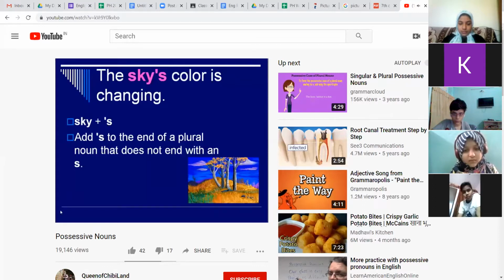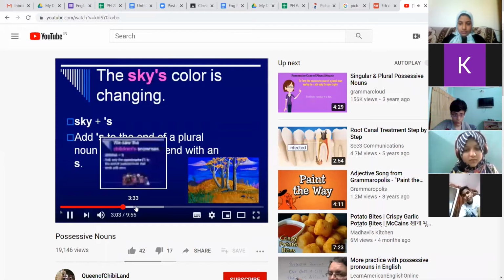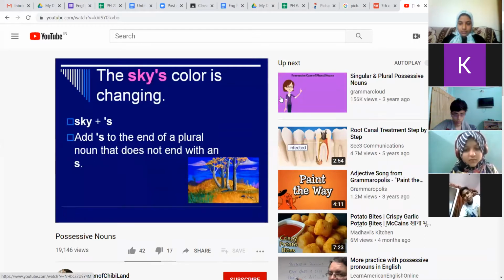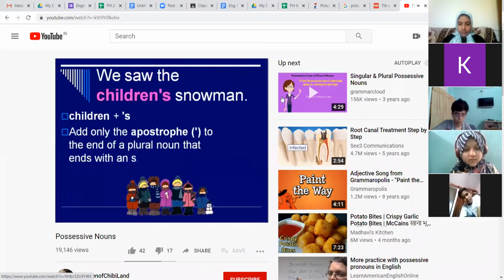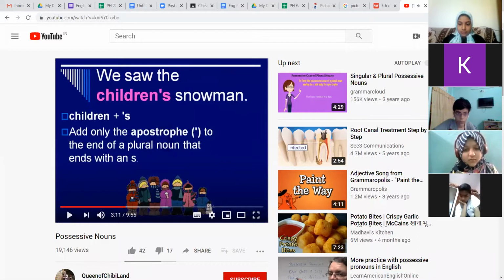Boys and girls, you may pause the video if you need a few more minutes to finish writing your example. When you are ready, push play to begin the lesson again. Our next example. Now, read the sentence. We saw the children's snowman.